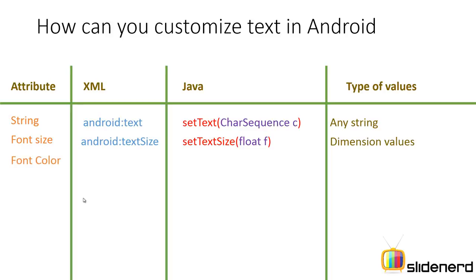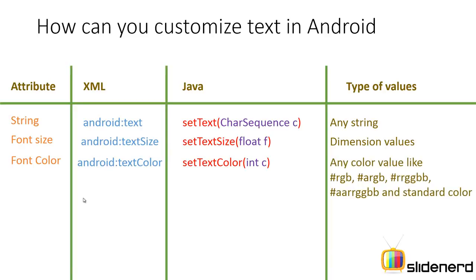And then you have your font color, which is again supplied by this Android text color attribute in XML, and you have your setTextColor method in Java, which simply takes an integer. Now you guys are probably wondering what this integer is. Don't worry about it too much. We are going to see what the details are. And then you have values like RGB, ARGB, RRGGBB, and so on.